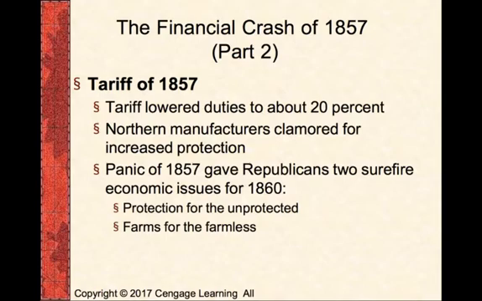Also, there was a tariff in 1857 that was part of that economic panic. The tariff was lowered to about 20%, which is probably one of the lowest tariff rates of all the first half of the 1800s. And that, again, disrupted manufacturing in the North because now it was cheaper to bring in English-made and European-made goods than to buy American-made goods. And so northern manufacturers clamored for a higher tariff rate to increase the protection of their product.